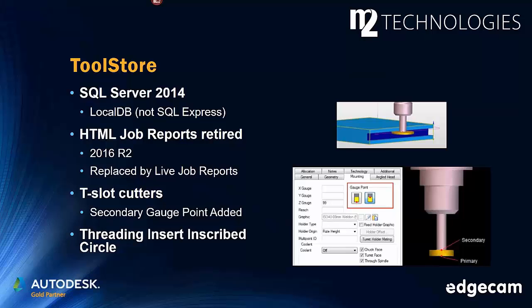For the turning crowd, there are some improvements to thread tools. In the past, a threading insert didn't really give users control over how big the insert size would be, only over the distance between the tip of the tool and the root of the thread and the major diameter of the thread, so to speak. We can now use inscribed circle to more accurately define a threading insert without having to resort to custom graphics for those.